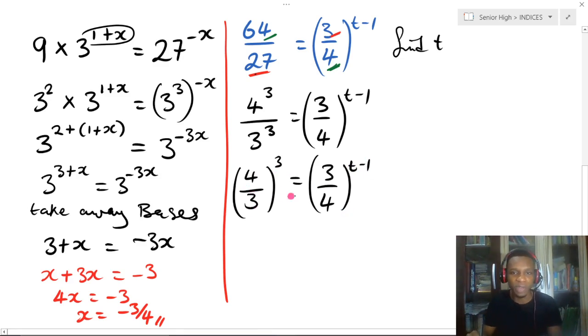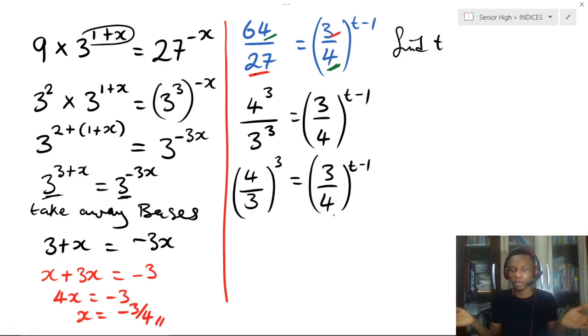So I cannot really eliminate this base like how I did with this particular one. Look at this one here. I took away the base because it is just 3 and 3. So I can take away the base since they are alike. But look at this one here. This and this are not alike. They look alike, but not quite, because 4 over 3 is not the same thing as 3 over 4.